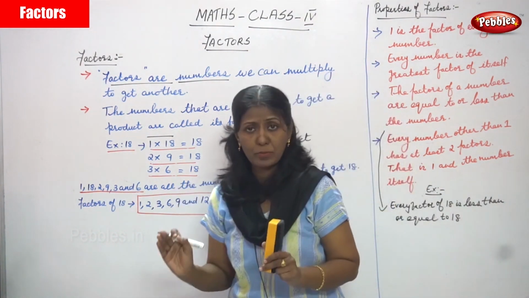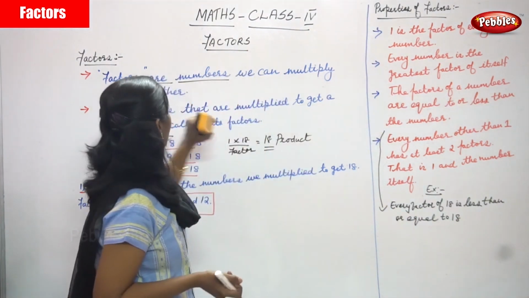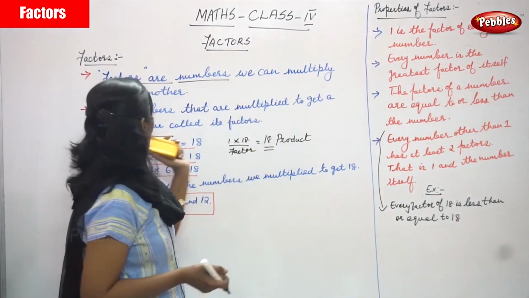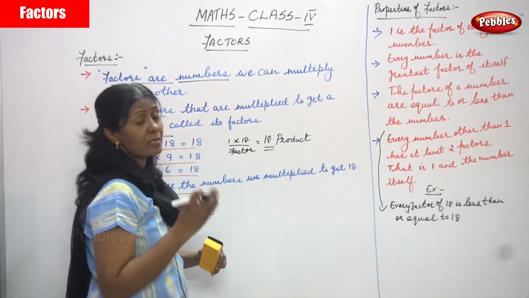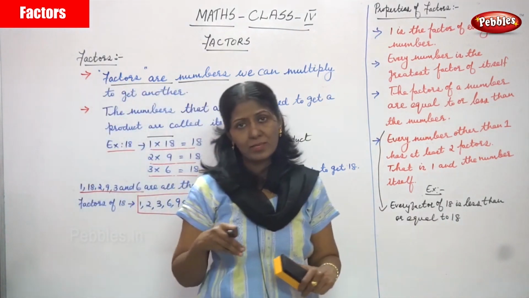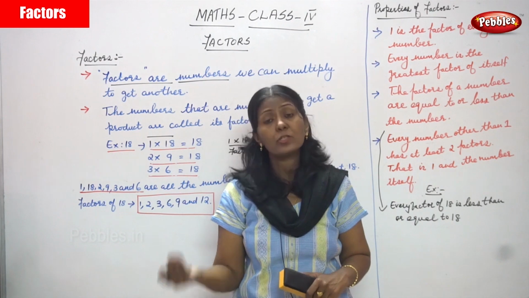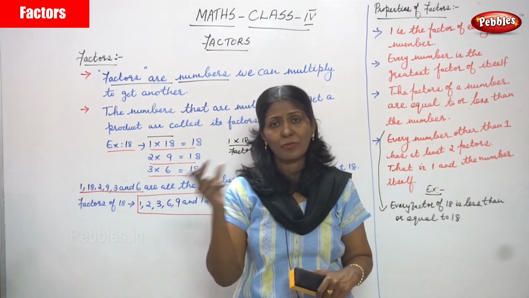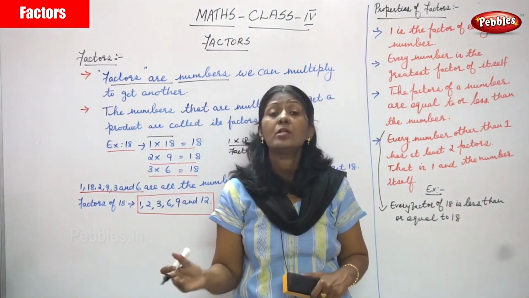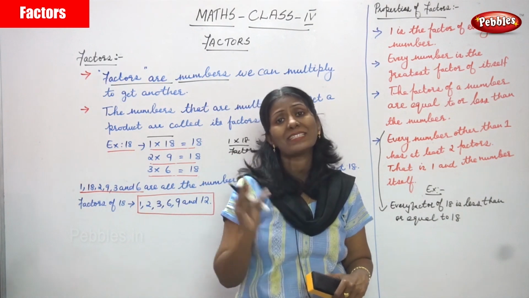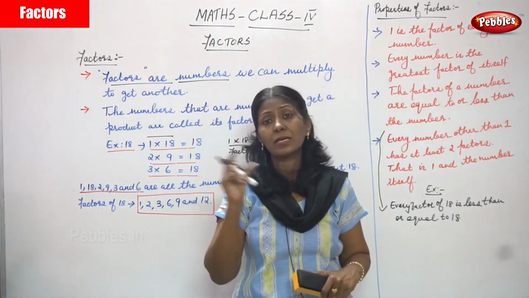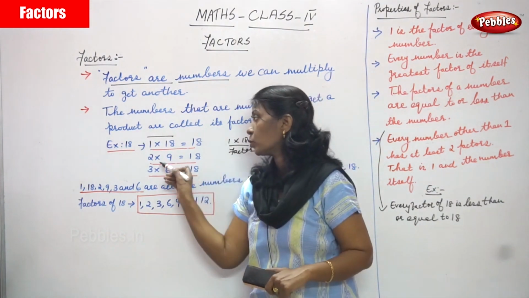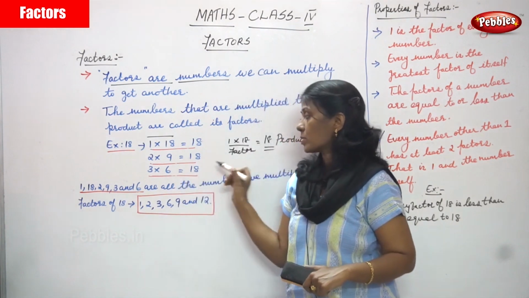Factors are numbers that are multiplied. Factors are numbers we can multiply to get another. The numbers that are multiplied to get a product are called factors. So what are factors? Factors are numbers we can multiply to get another result or another answer. It is called a product. Both numbers are multiplied to get a result, which is called a product. Example: 1 into 18 is equal to 18, 2 into 9 is equal to 18, 3 into 6 is equal to 18.